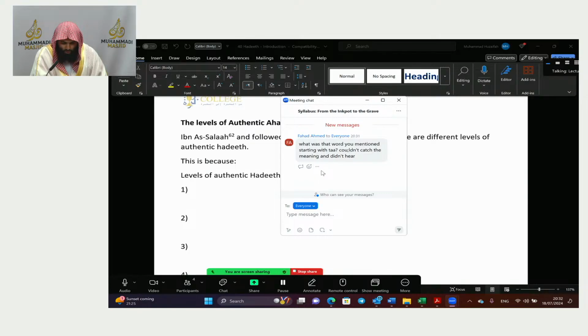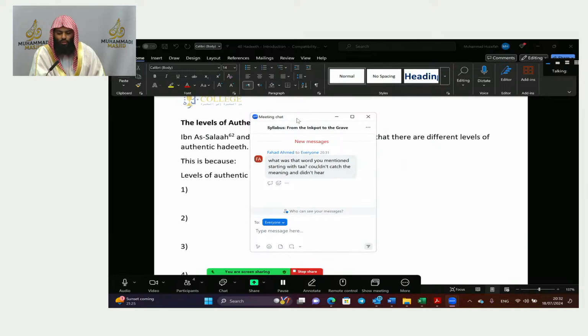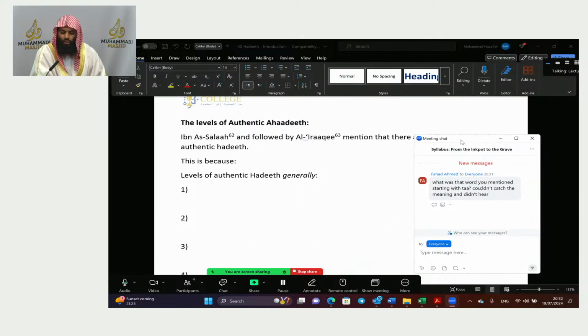What was that word that I mentioned with ta? I think it means ta'arud, maybe. Ta'arud. Or tarjih. Tarjih means to give preference to one over the other. So you might hear the word rajih. In this issue, the rajih, i.e. the correct opinion, the stronger opinion, i.e. the opinion that we give preference to.